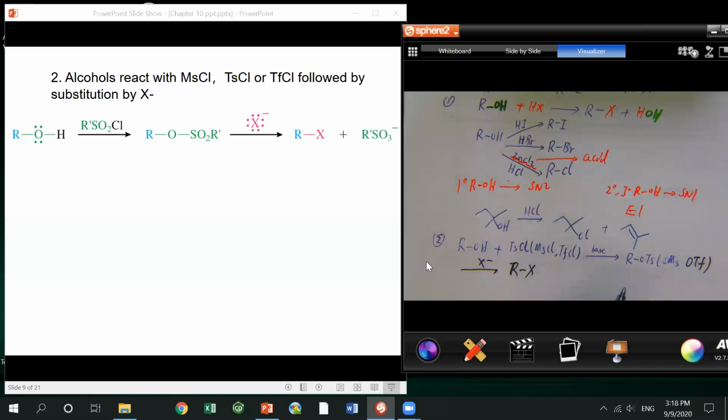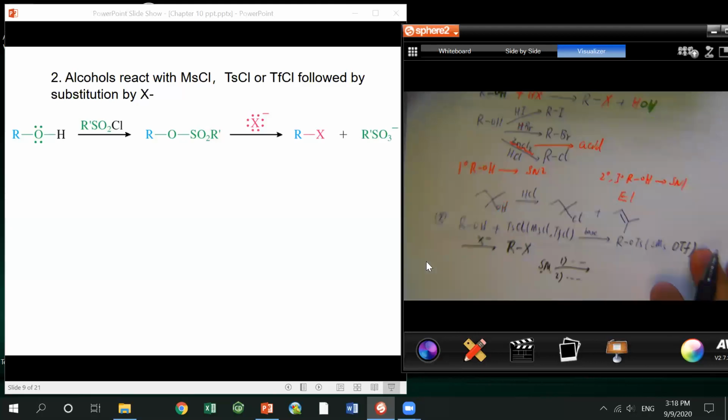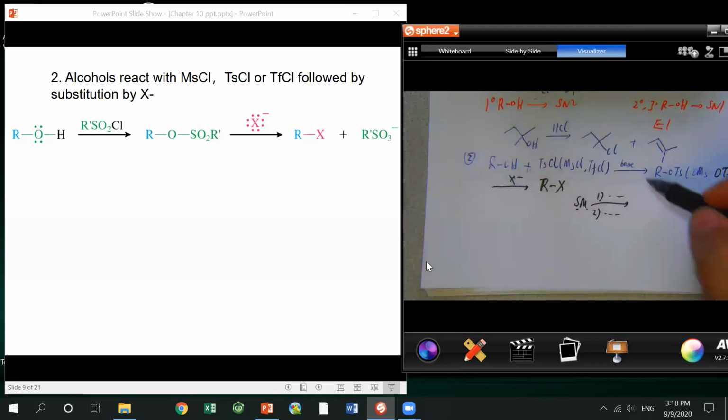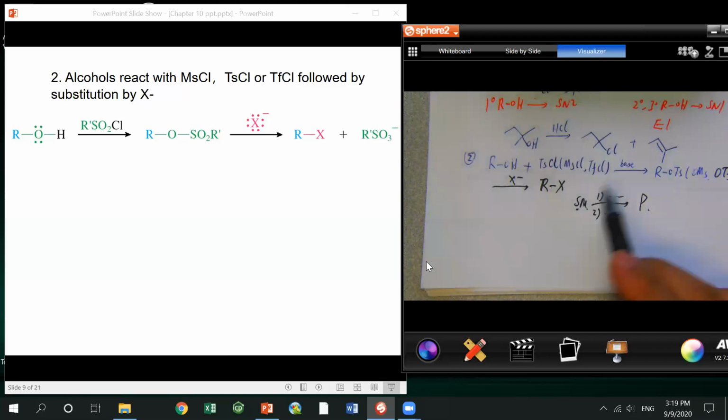But sometimes if you want to save some time, for a two-step reaction you can draw it this way. You have the starting material, and above the arrow you draw the reagent and conditions for the first step, and below the arrow you draw the reagent and also the conditions for the second step, and then eventually you draw the product. So that's another way to show multiple-step reactions.